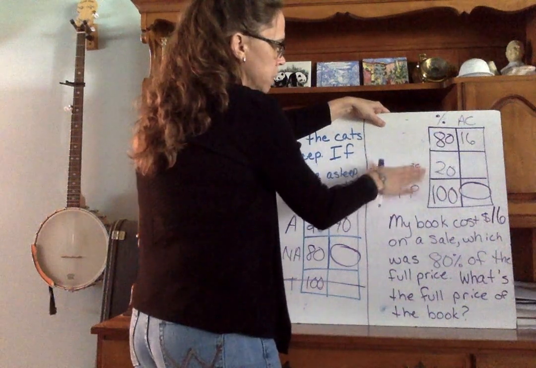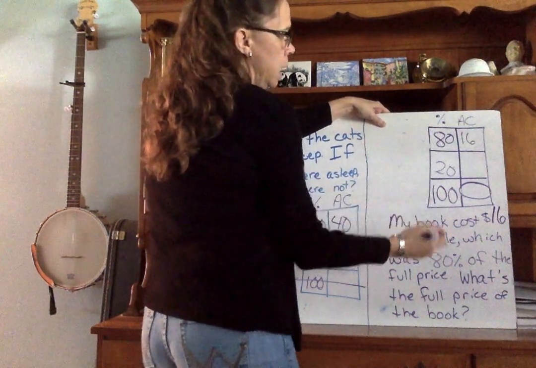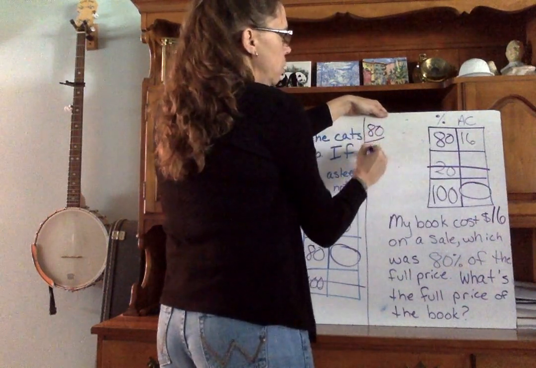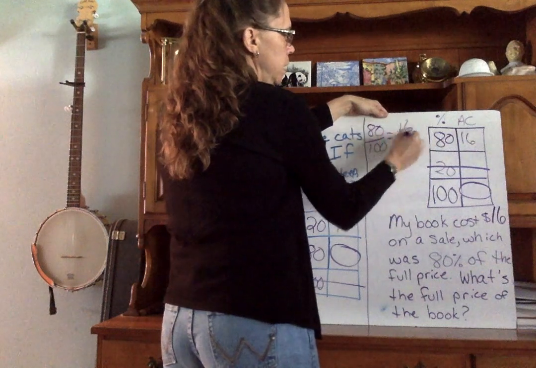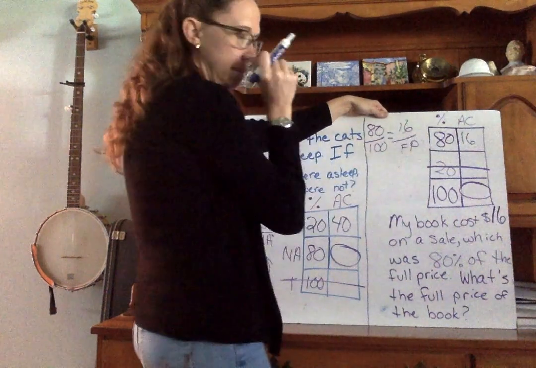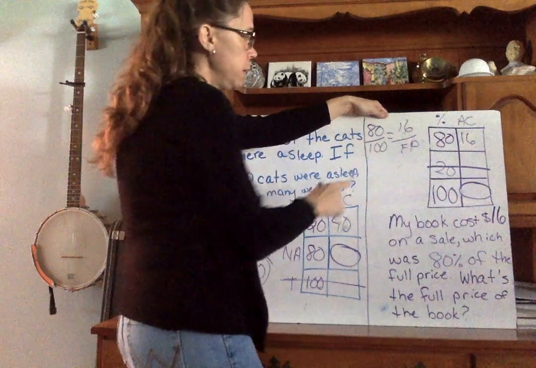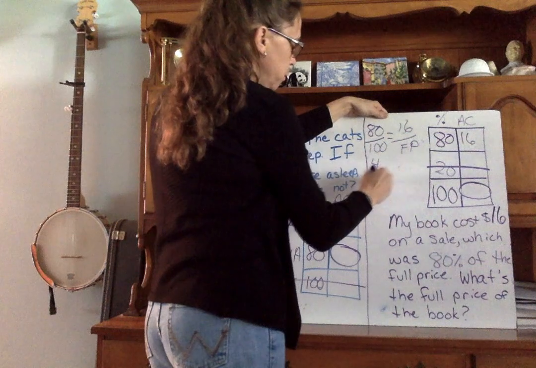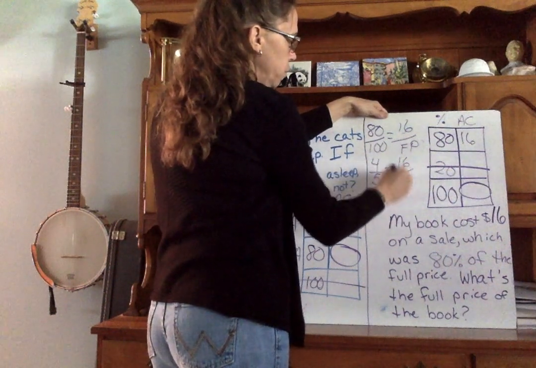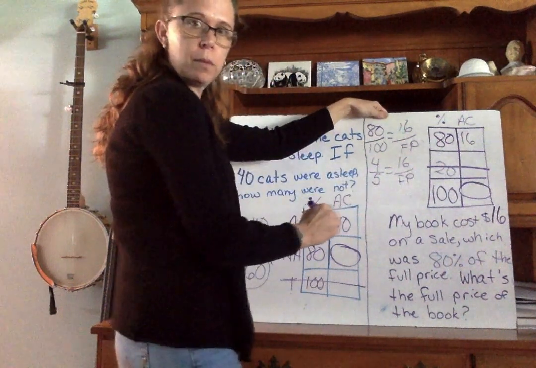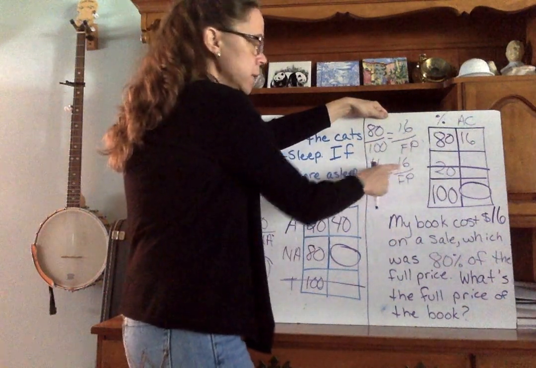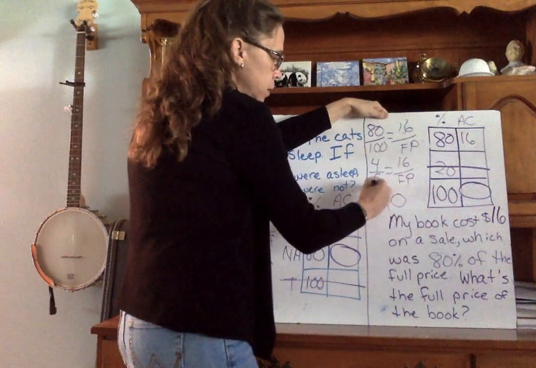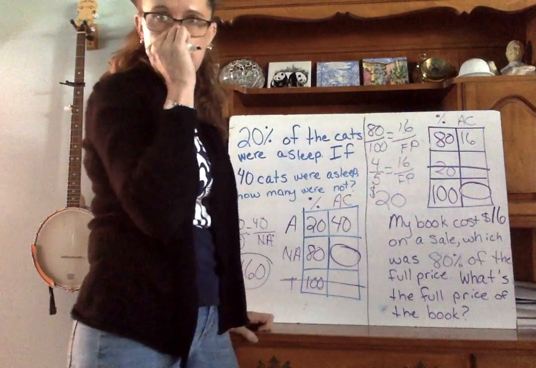Okay, so I'm just going to erase this so I can have some room here. I decided to get rid of this category. My proportion is 80 over 100 is equal to 16 over full price. Now to make my multiplying easier, I reduced 80 over 100 to 4/5. 4 over 5 is equal to 16 over full price. Now hopefully you saw that to get from 4 to 16, I multiply by 4. 5 times 4 is 20. So the full price of the book must have been $20.